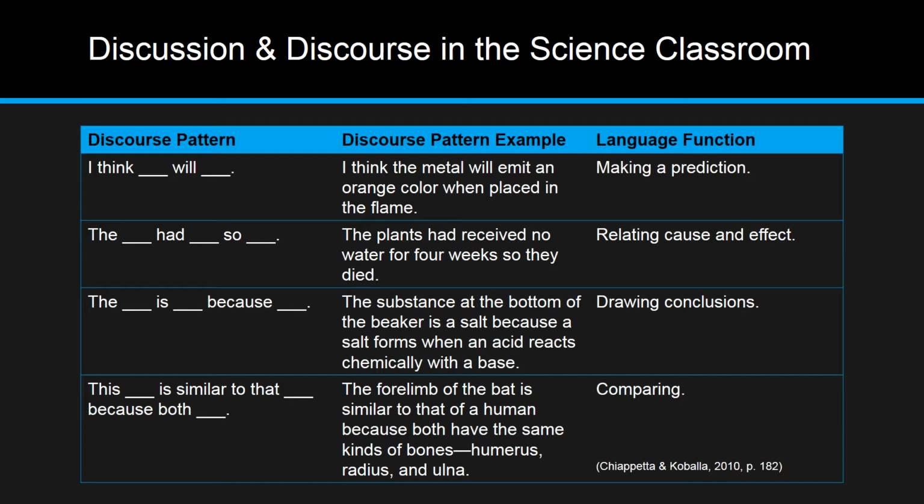How about the discourse pattern of "the ___ is ___ because ___"? For instance, "the substance at the bottom of the beaker is a salt because a salt forms when an acid reacts chemically with a base." Or even, "this ___ is similar to that ___ because both ___." For instance, "the forelimb of the bat is similar to that of a human because both have the same kinds of bones: humerus, radius, and ulna."